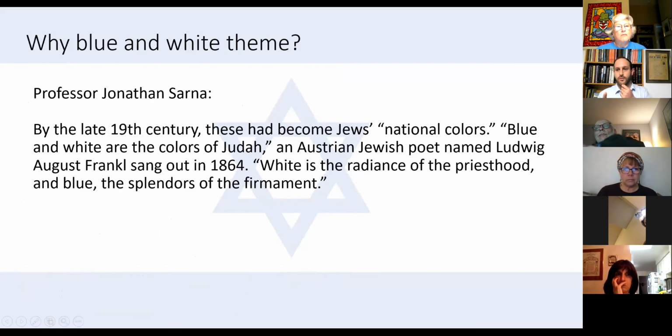Sorry, one more comment. One question is, why does the talit have blue stripes? The other question is, why do we like blue and white in general? One answer is, again, because of the talit, but another option, as you may have heard, is that the Zionist movement in its origins wasn't necessarily the most religious. So again, this is an Austrian Jewish poet named Ludwig August Frankl, talking about what are Jewish colors.